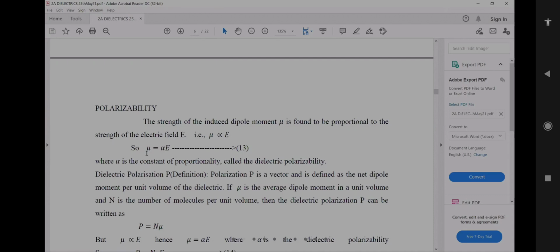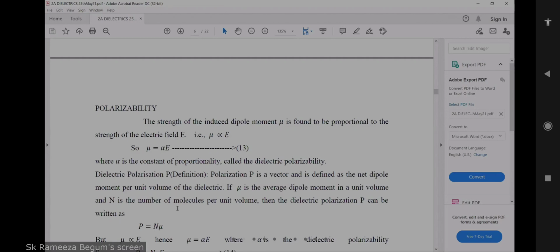The polarization P is a vector quantity and it is defined as the net dipole moment per unit volume of the dielectric. If mu is the average dipole moment and n is the number of molecules present in the material per unit volume, then the dielectric polarization P can be written as P is equal to n into mu.